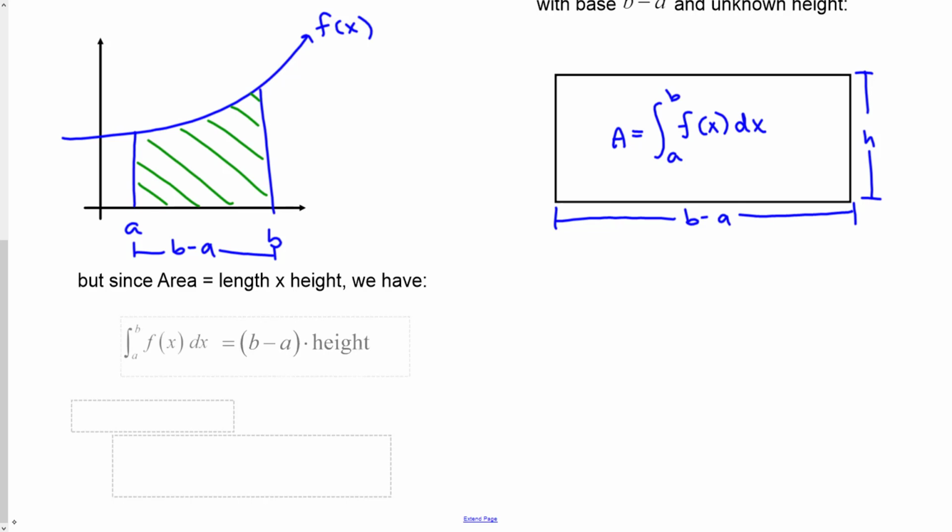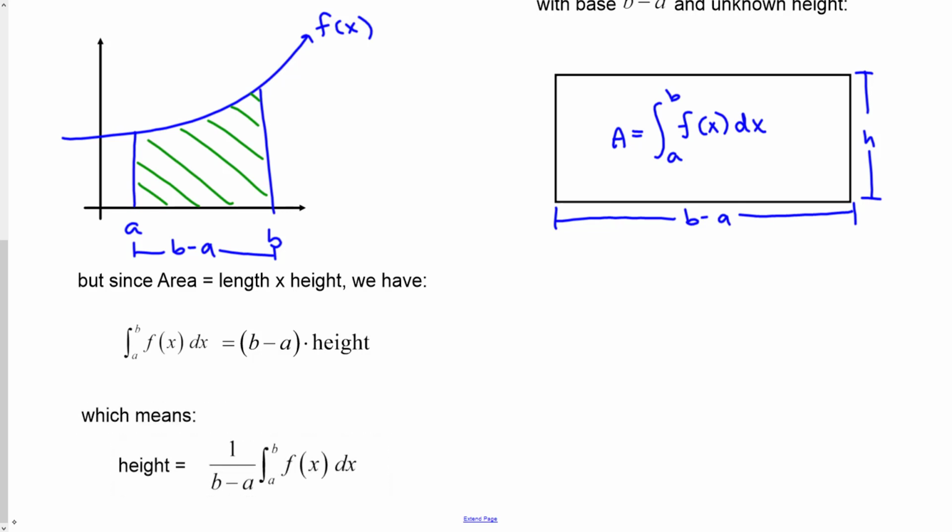The area, which is the integral from a to b of f of x dx, is the length, which is b minus a, times the height. And if you solve for that height, you get 1 over b minus a times the integral from a to b of f of x dx. So this average value gives you the height of a rectangle that is equal in area to the area under your curve. It's almost like you can take a region under any function and decompose it into a rectangular region of the exact same size. And that's a pretty powerful thing we could do there.